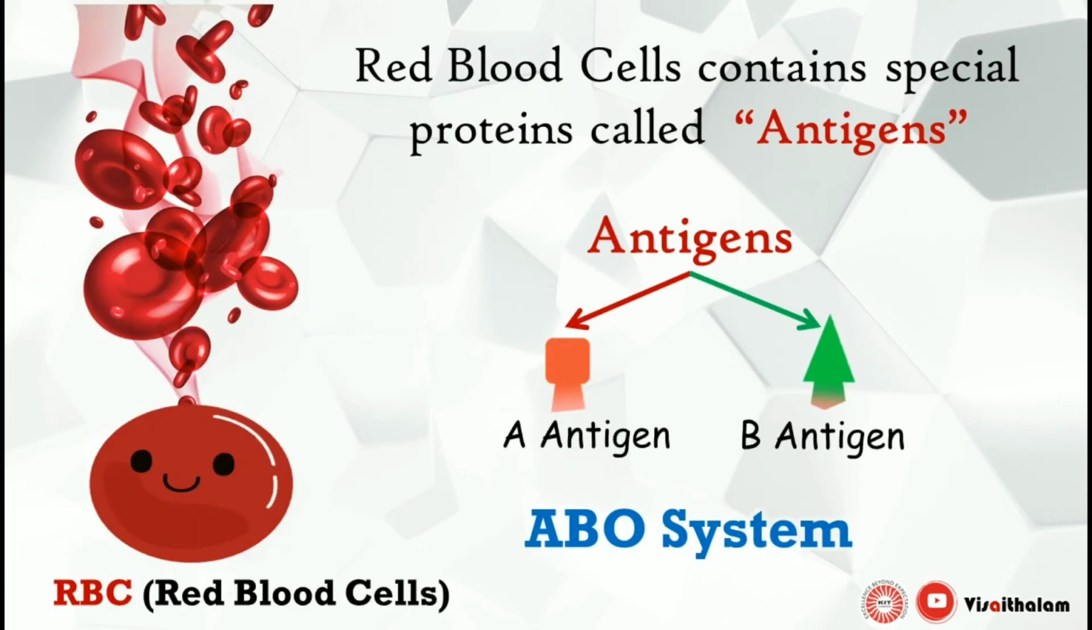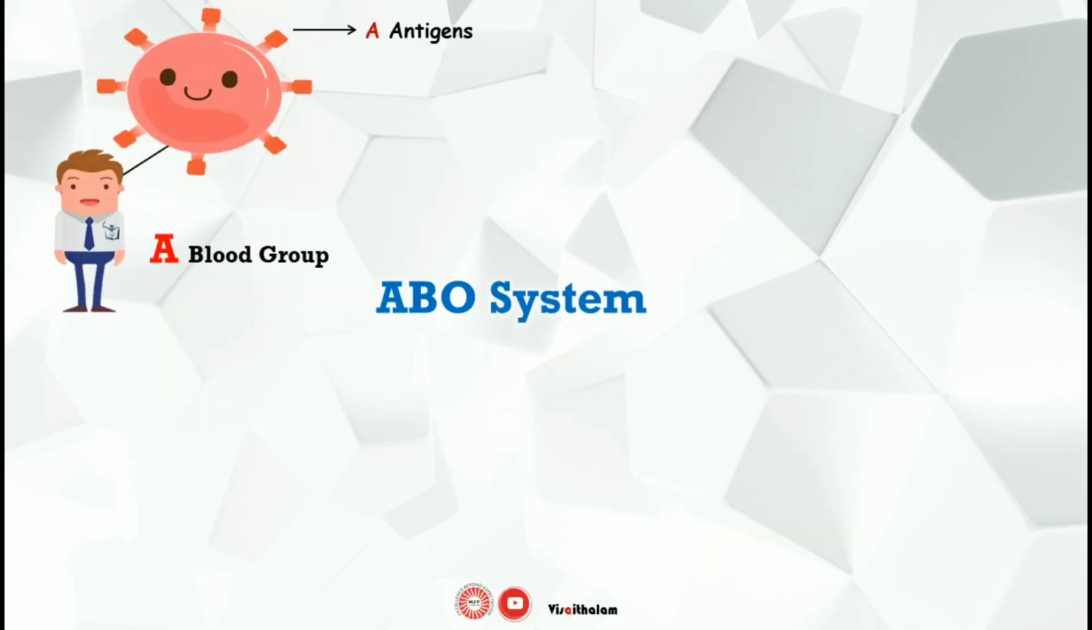Now let's see about the ABO system. Red blood cells are the most common type of blood cells. The plasma membrane that surrounds each of our blood cells contains some special proteins called antigens. Our blood type is determined by these microscopic antigens. Basically, there are two types of antigens in the ABO system, that is A antigen and B antigen. This ABO blood group system is a classification system for blood that depends on the presence or absence of an A or B antigen on red blood cells.